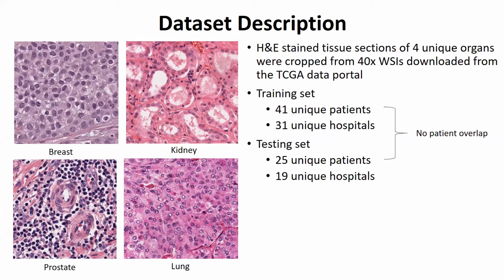Our training set included images from 41 unique patients, and we obtained 1 whole slide image per patient. The images were obtained from 31 different hospitals. In the testing cohort, we used images from 25 unique patients, and the data was obtained from 19 different hospitals. I also want to point out that there was no overlap between the patients of the training set and the testing set.